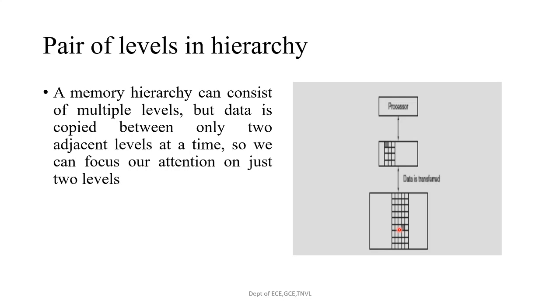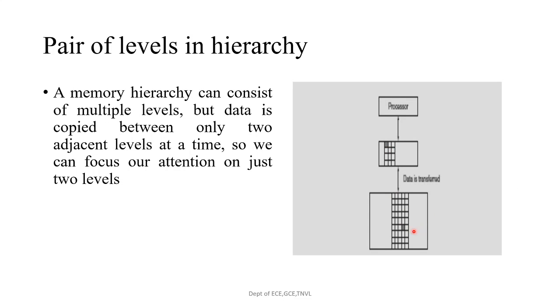The goal is to present the user with a very large memory. We are in need of a large memory, but a large memory is very slow in conveying the information to the processor. But we need both things. One thing is that we need to access the memory very fast, and the memory should also be very large. So the memory should be very large as well as accessed very fast, like the level that is very close to the processor.